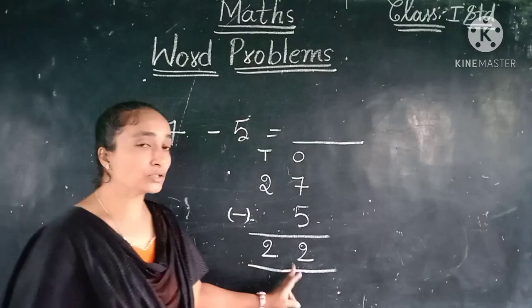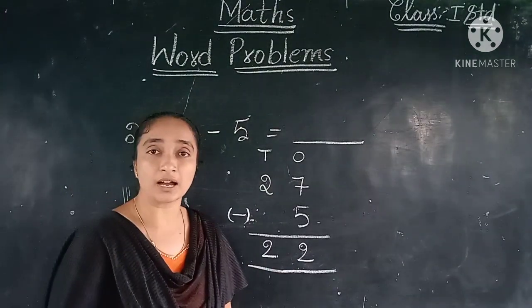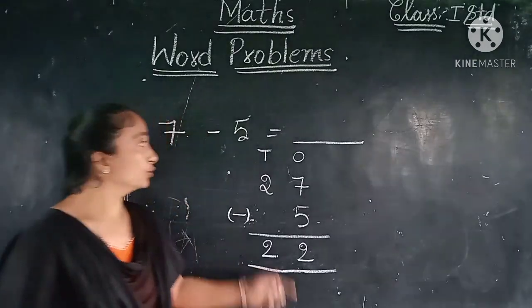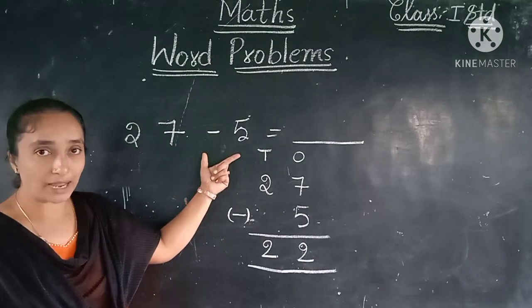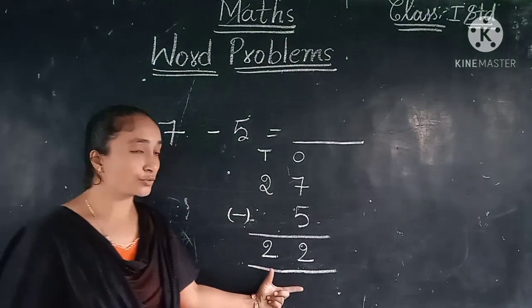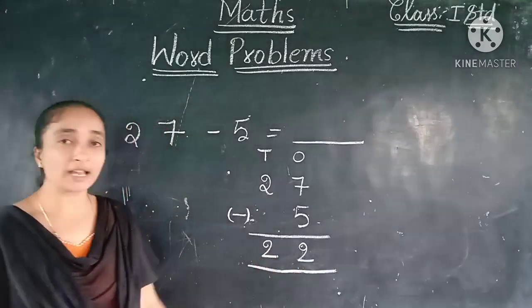So how many children are present, children? Yes, 22 children are present. So totally 27 children are there. Among them 5 are absent. So 22 are present in the class. Here we got the answer.